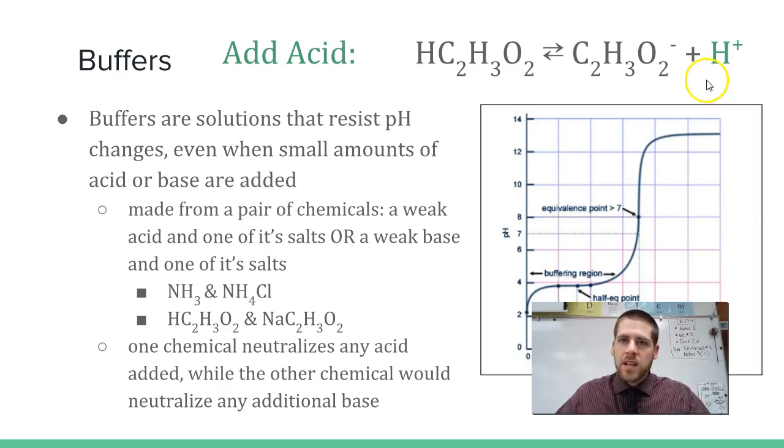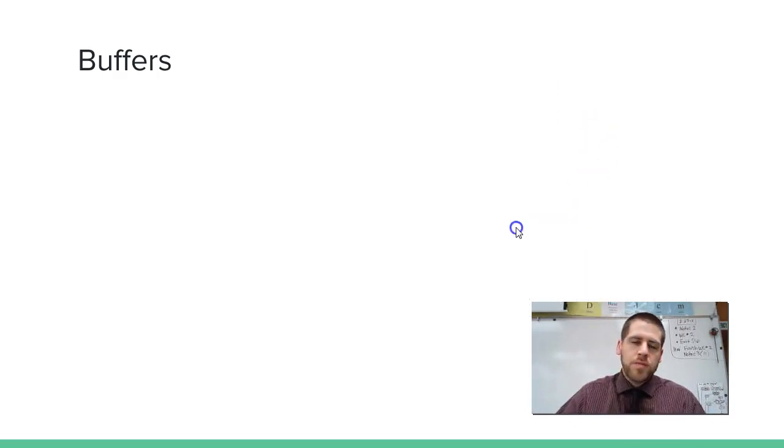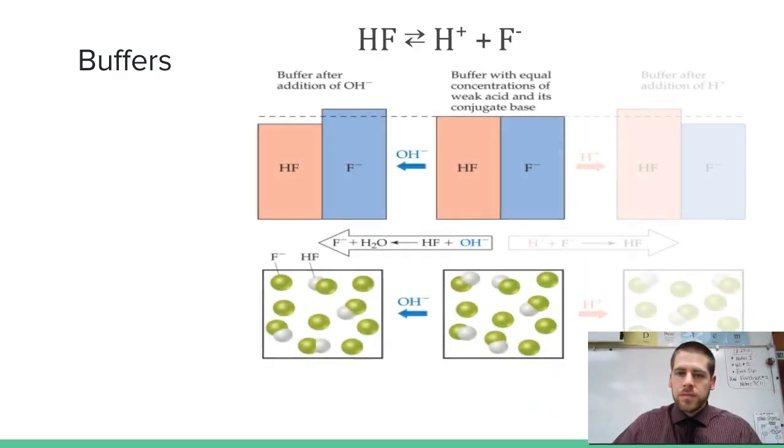What if we add an acid? An acid is going to react with the conjugate base. So adding a base interacts with the H+, and adding an acid interacts with the conjugate base. So you have both in solution, and so it accommodates an acid and a base without changing pH too much. Here's another example.